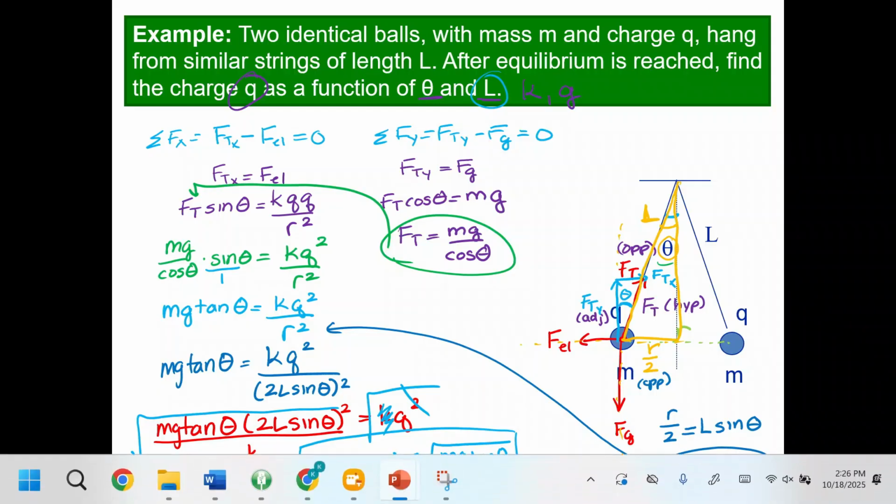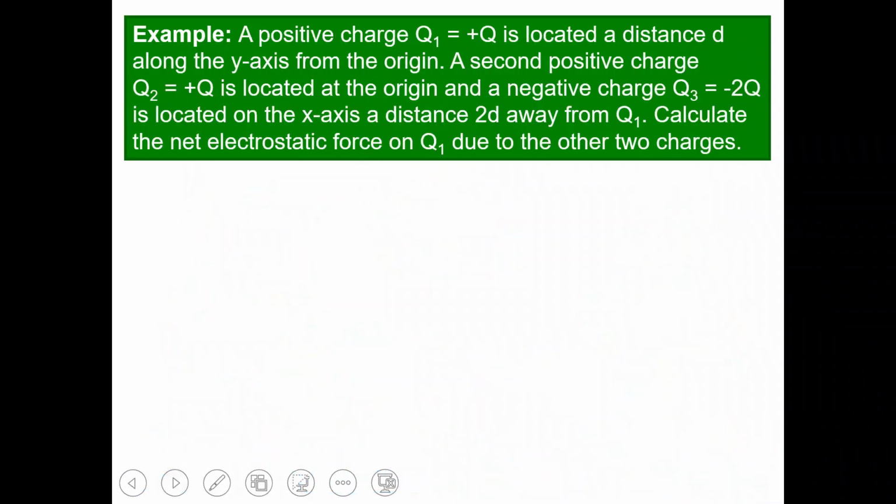So the next one we're going to look at is a standard problem where we have charges arranged in an orientation. So this is not going to be one where we have to involve gravity. So we have a positive charge Q1, which is equal to positive Q, located at distance D along the y-axis from the origin. A second positive charge Q2 is equal to positive Q, so these are identical charges, located at the origin. And then a third negative charge, Q3, which has a charge of negative 2Q, is located on the x-axis, a distance 2D away from Q1.